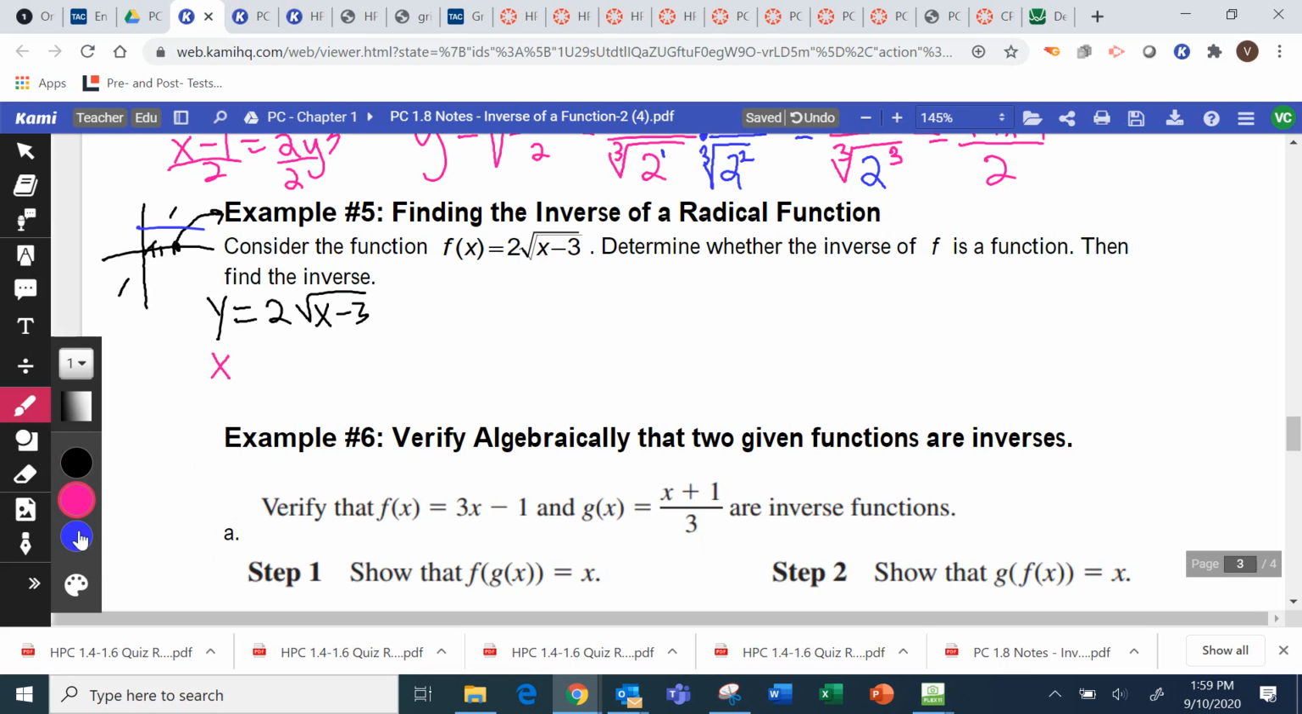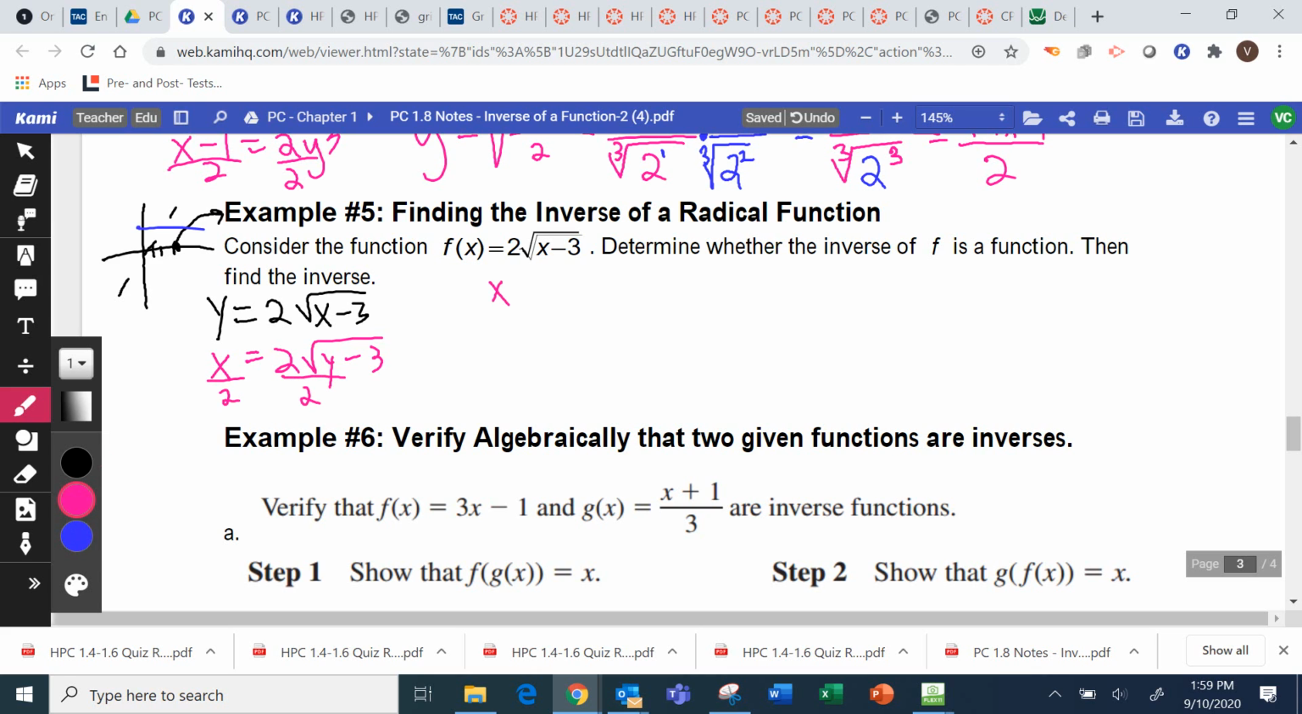Switch the x and y. And then boom, I found the inverse. That's it. But I need to solve for y. What's the first thing I need to do? Natalie, what should I do to start solving for y? Divide by 2. Perfect. Divide by 2.